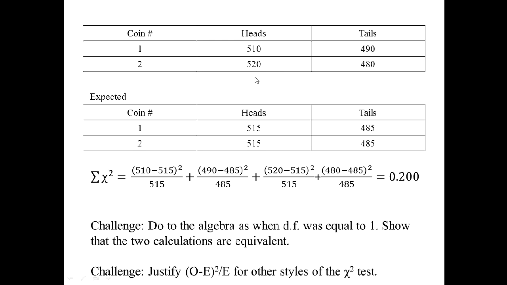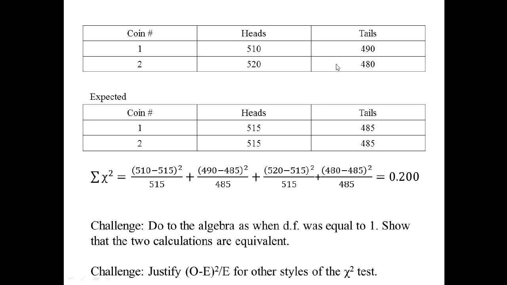Just as a hint to help you get started, you might want to think about defining some random variable, let's say A, for the number of heads coming from coin 1. And let's call B the number of tails coming from coin 1. And then some new random variables: let's call C the number of heads coming from coin 2, and D the number of tails coming from coin 2. And then just do out the calculations like we did before with degrees of freedom being equal to 1.